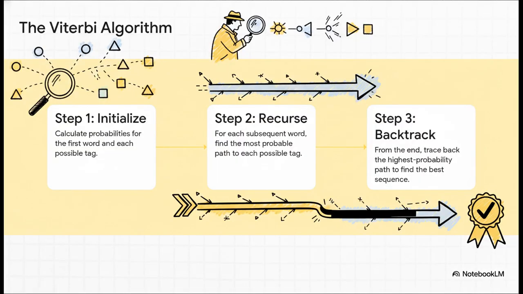And the algorithm our detective uses is called the Viterbi algorithm. It's this super efficient way to find the single most likely sequence of hidden tags for a sentence. It just moves forward, one word at a time, keeping track of the best possible path to get to each tag. Then, once it hits the end of the sentence, it just follows the breadcrumbs backward to reveal the winning sequence. This is the classic engine behind part-of-speech tagging.